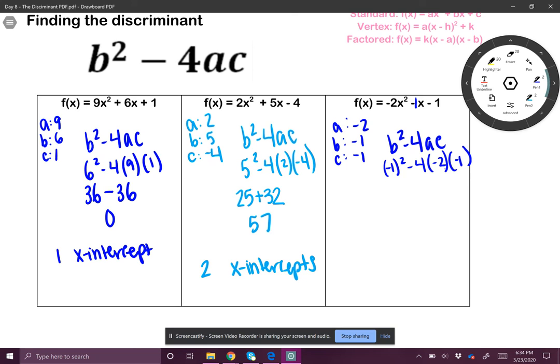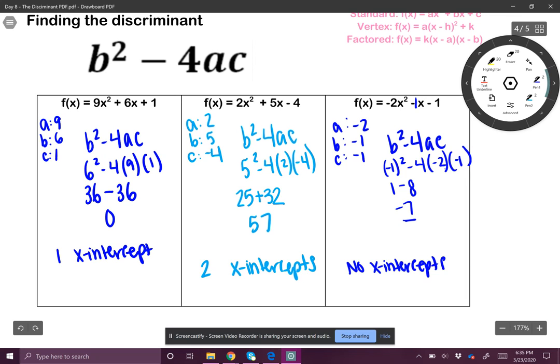And again, we want to be really careful when putting these into parentheses because we want to make sure we've got the values and the signs correct, which is really important. Okay, so -1 squared gives us +1, minus 4 times -2 is -8, times -1 is +8, but we're subtracting a +8, so we end up with 1 minus 8. 1 minus 8 gives us -7. Since that answer is negative, our discriminant is negative, that means we have no x-intercepts on this one.